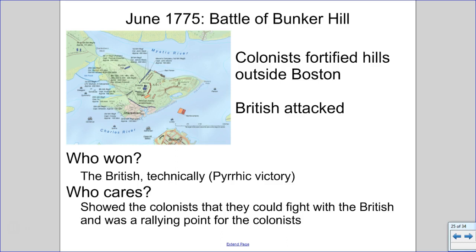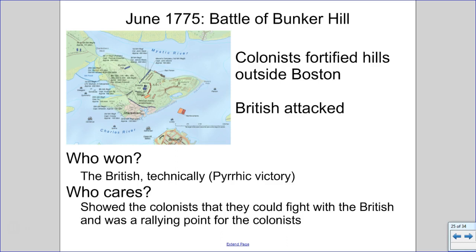Even though the colonists lost, it showed the colonists that they had the ability to fight with the British. It became a rallying point for the colonists, right? And it kind of pushed the British out for a little bit near Boston. They didn't recover very quickly from it, but mostly it showed the colonists they could fight with the British, and it became a rallying point for the colonists to say, hey, look, we can do this. The only reason we lost was a lack of bullets. We're fine, right?